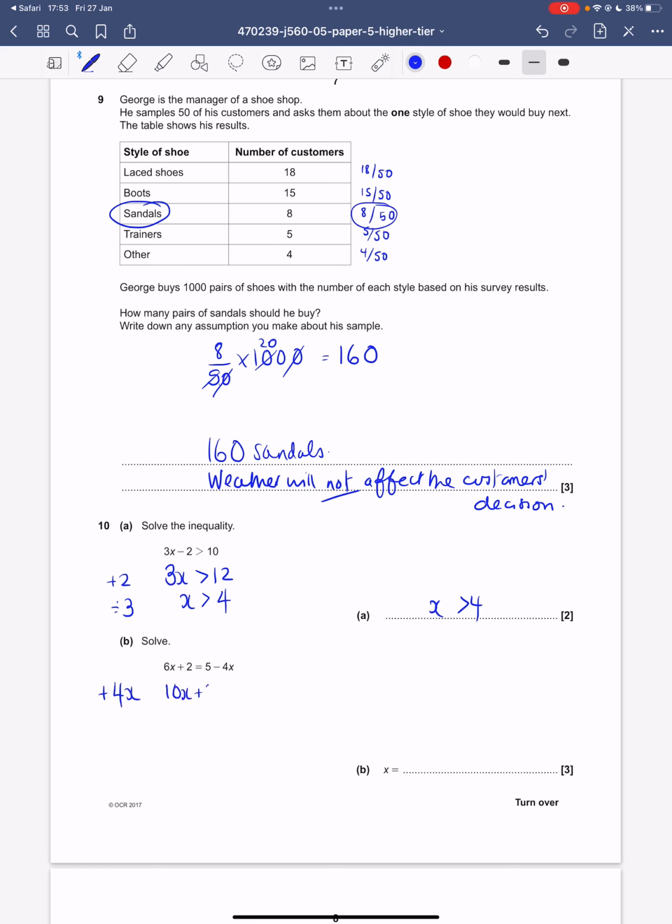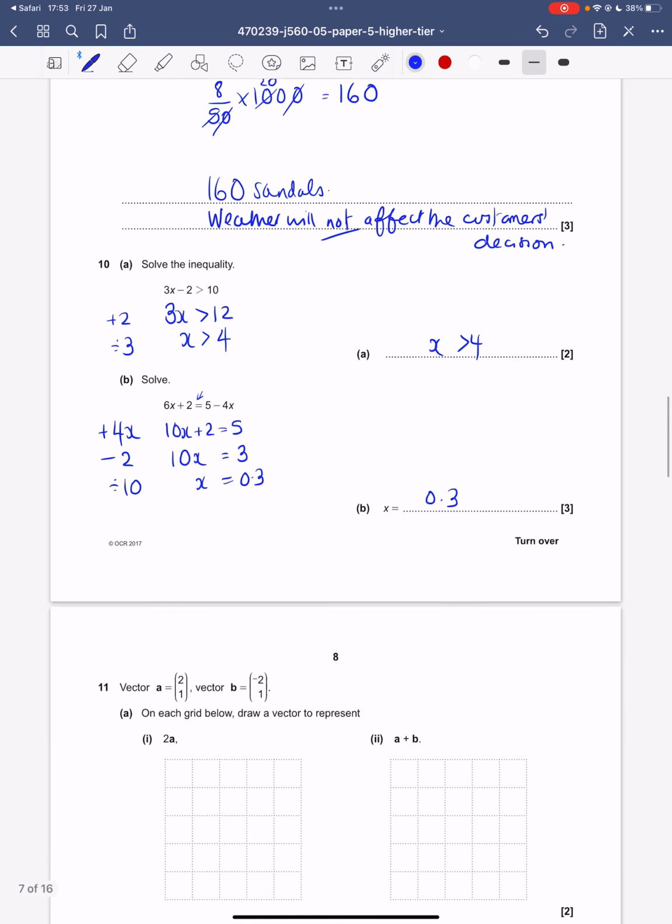This one, let's start by adding 4x to each side. So 10x plus 2 is 5. Let's subtract 2 from each side. 10x equals 3. And then let's divide both sides by 10. We're not multiplying or dividing by a negative number, and it doesn't even matter because it's an equals. So x equals 0.3. Oh, getting a bit late, I think.